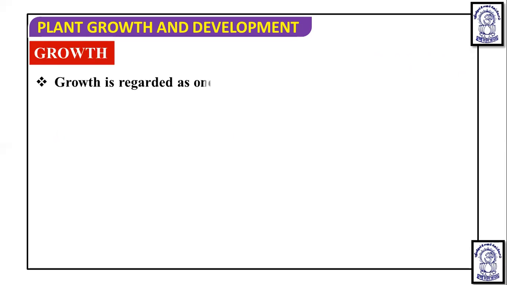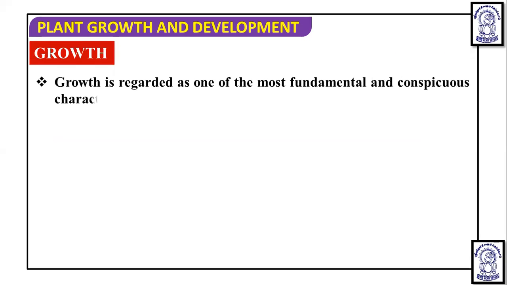So as we have discussed, growth is an irreversible permanent increase in the size of an organ or its parts or even an individual cell, and it is regarded as one of the most fundamental and conspicuous, means visible, characteristics of living beings. If growth occurs in any organism, we can see the growth is happening because the increase in size can be easily observed.